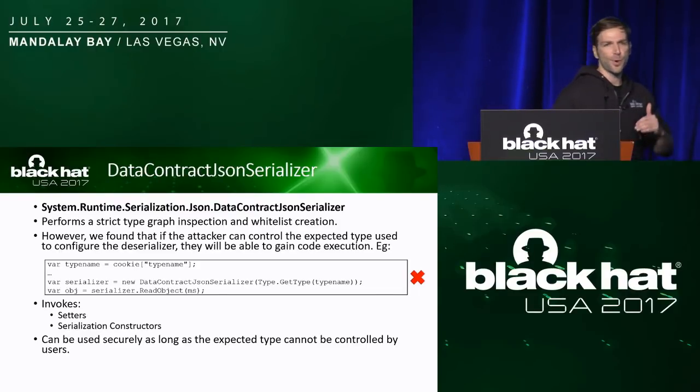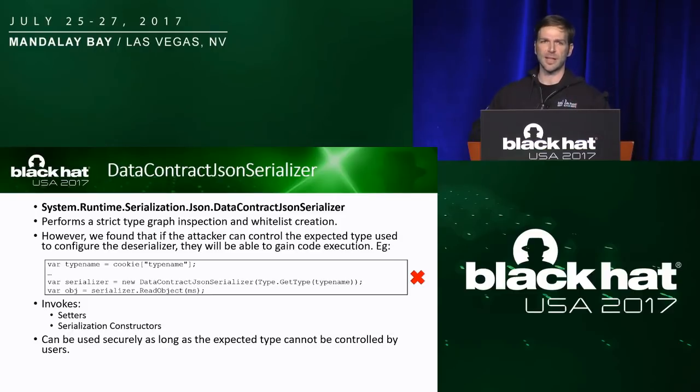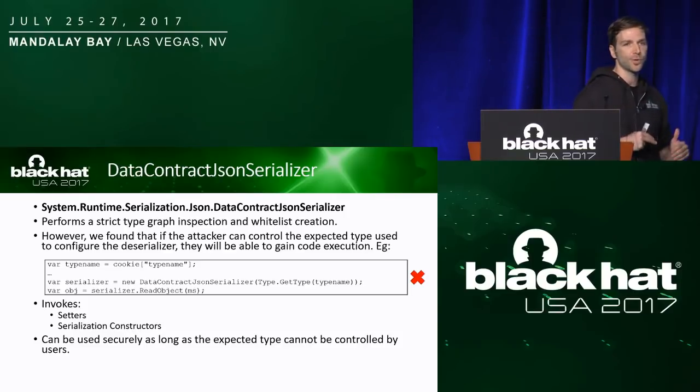Then we have DataContractJsonSerializer, that is a different .NET native JSON serializer. Well, this is probably one of the most secure JSON deserializers that we've seen. It performs an expected type object graph inspection, but it also builds this whitelist at construction time that is applied at runtime. So finding an entry point is not an option for this library.